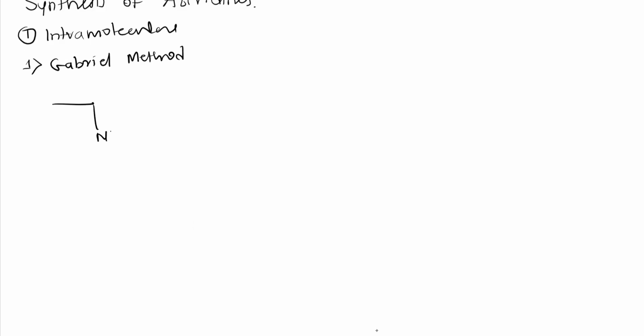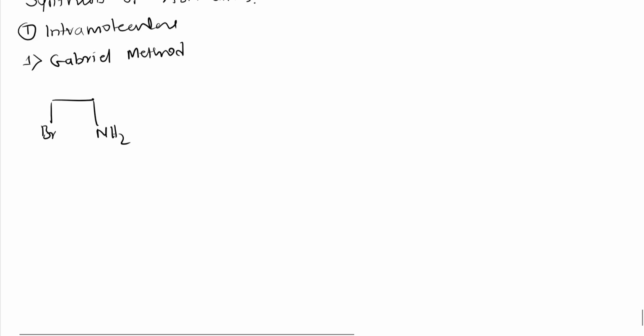NH2, there should be one halogen. Why halogen here? Because it is a leaving group. See here, this functional group is there. Nitrogen, this is the alpha carbon and this is the beta carbon. To this beta carbon, there should be one good leaving group, that is bromine. So here nitrogen will be having a lone pair, so it will attack and bromine leaves the system.